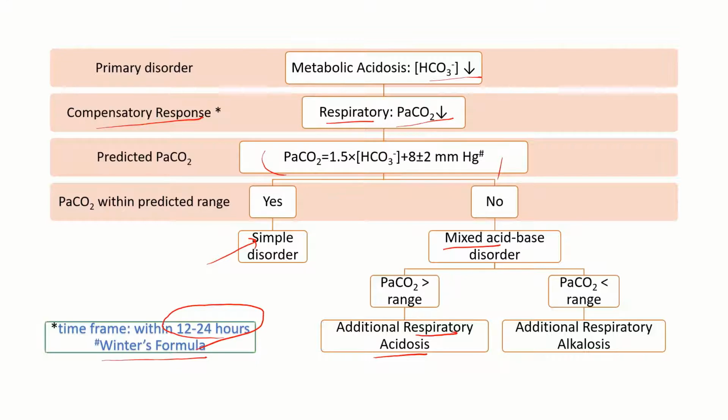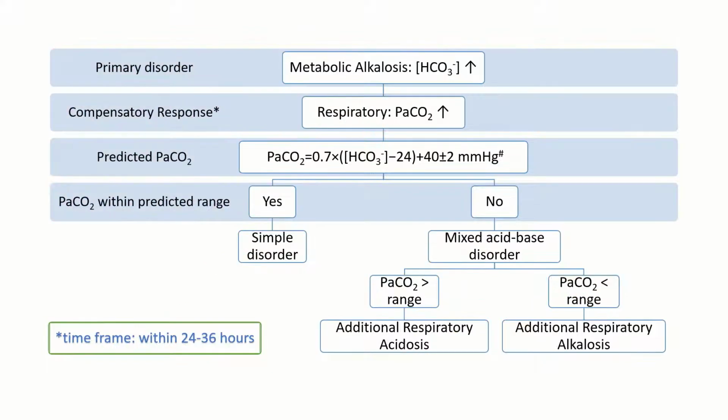Similar is the case with respiratory alkalosis. If PaCO2 is lesser than the range, then it's going to be respiratory alkalosis. Why respiratory? Because of PaCO2. Why alkalosis? Because CO2 is an acid, and if CO2 falls, then that's basically alkalosis. In case of metabolic alkalosis, the structure is pretty much going to be similar as we discussed about metabolic acidosis. The only difference is that bicarb increases, as a result CO2 increases. We use a different formula for calculating the predicted PaCO2, and the time frame is slightly more than metabolic acidosis.